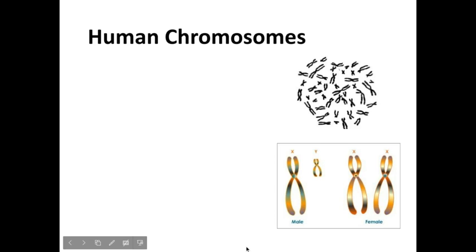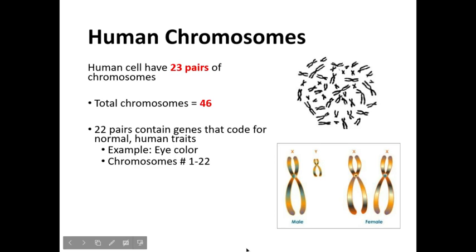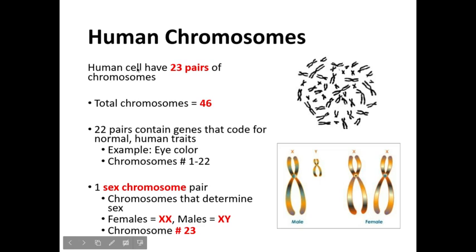Human chromosomes. Human cells have 23 pairs of chromosomes. These are called chromosomes. One side of the X comes from mom, one side of the X comes from dad. So we have 23 pairs of these, and we have 46 of these lines. The way you could think of it is we have 23 pairs of shoes with 46 shoes altogether. So in total, we have 46 chromosomes.